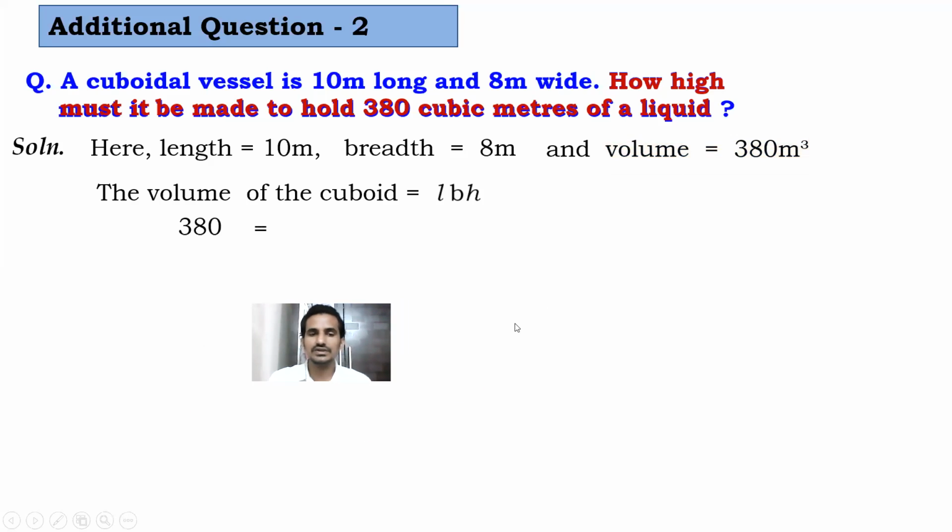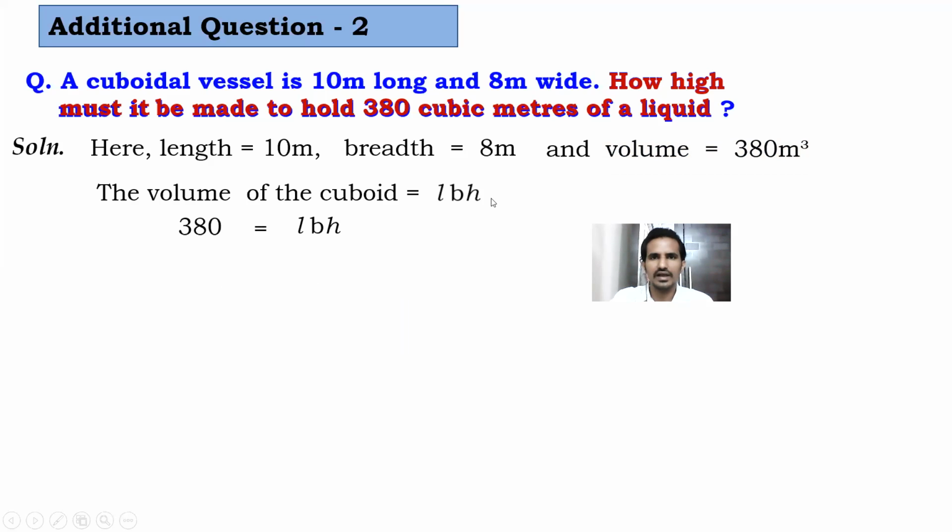So here what we do, 380 is equal to L into B into H. On substituting, we'll get 380 is equal to, length is 8 into 10 into H. So H will be equal to 380 upon 8, H will be equal to 380 upon L into B.